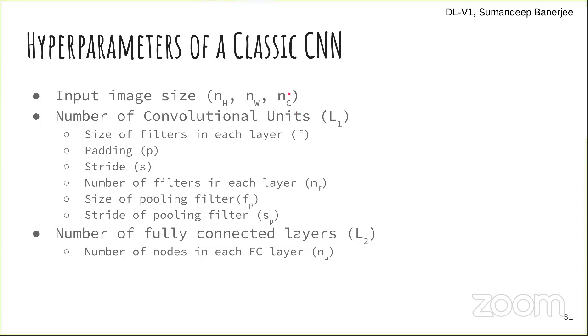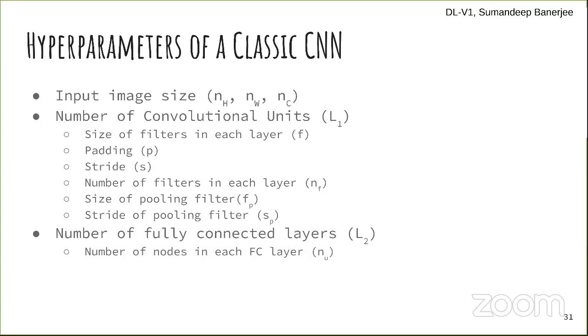Number of channels, again: do we want to go with color images or grayscale images? That is also a hyperparameter. Then how many convolutional units we want, that is the biggest hyperparameter. It dictates the whole depth of our feature detector. And within each layer, these F, P, S, NF, FP, SP, all of these could be different for every layer of the L1 units. So there is the filter size, padding, stride, and the number of filters in each layer.